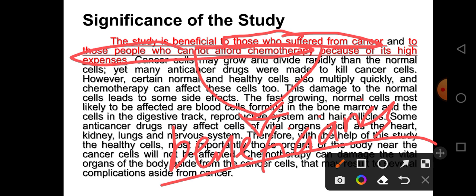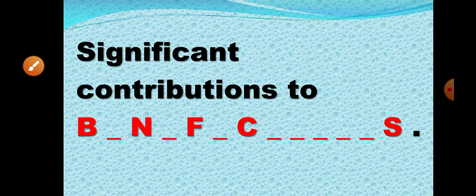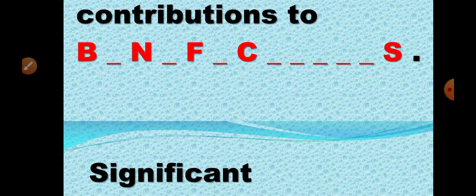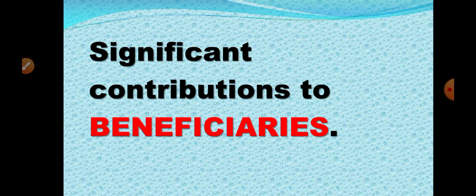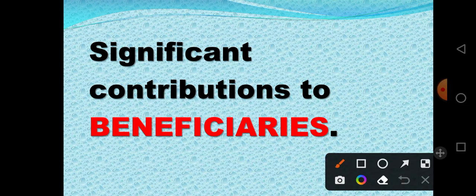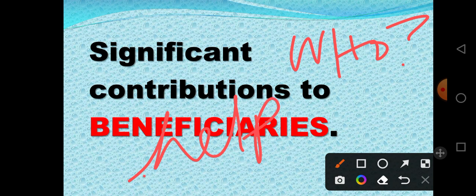So therefore, class, your significance of the study must also highlight the significant contributions of your study to your beneficiaries. Meaning to say, you must highlight who can benefit from your study. Indicate those people who can gain help with the use of your study. So, class, this concludes our 5 guidelines on how to write the significance of the study.